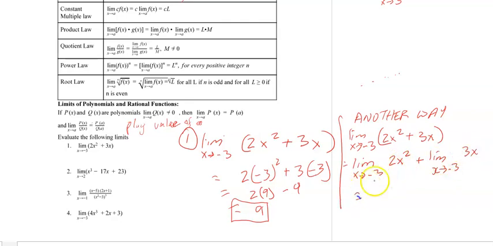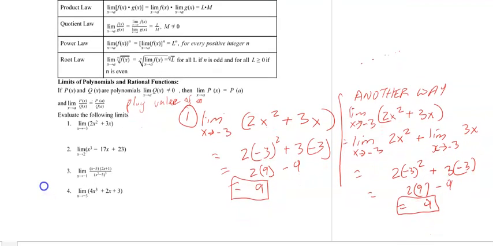The next step, we'll plug in our -3 for the x right here. And so we have 2 times -3 squared plus we plug in the -3 for the x in the next limit, and that will be 3 times -3. So we have 2 times -3 squared, that's 2 times 9, minus 9, and that's 18 minus 9. We still get our answer to be 9, so we get that in two different ways.